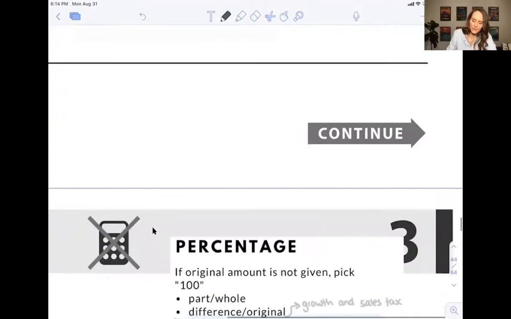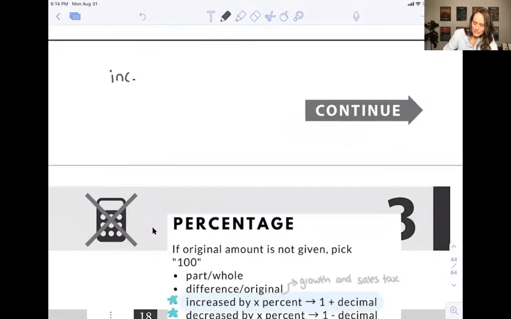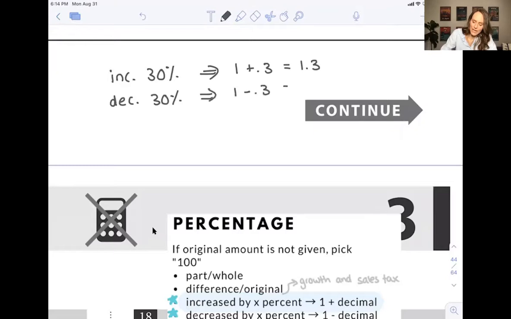So if I ever read in a problem that something increased by 30%, that would mean I have 1 plus 0.3, and I'm going to think of that statement in the word problem as 1.3. If I see decreased by 30%, I'm going to think of that as 1 minus 0.3, and from that point forward, I'm going to use 0.7 instead.